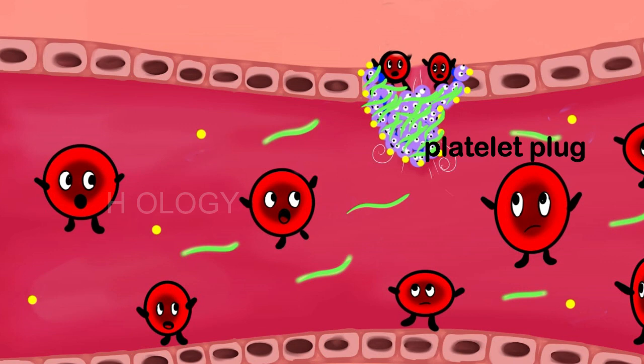Almost done. But this plug is temporary, it is not that strong. So further processes are required to strengthen this plug, such as clotting factors. This plug is then strengthened by fibrin, a strong and insoluble polymer that forms a mesh intended to trap circulating blood cells. This step we'll discuss in the next video.